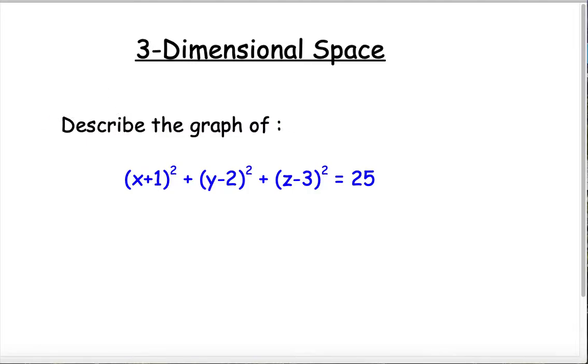So now when we extend it, what is that going to be? What is a circle in three dimensions? Well, it has become a sphere, so like a ball.